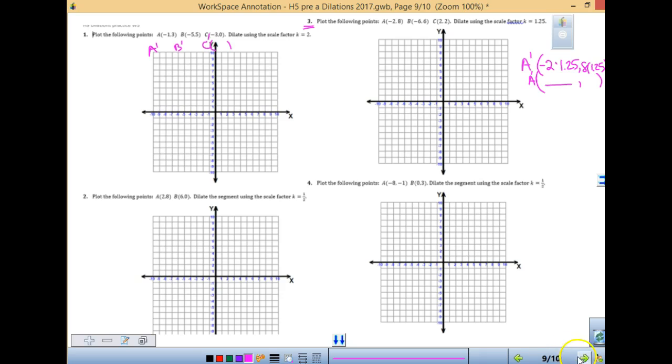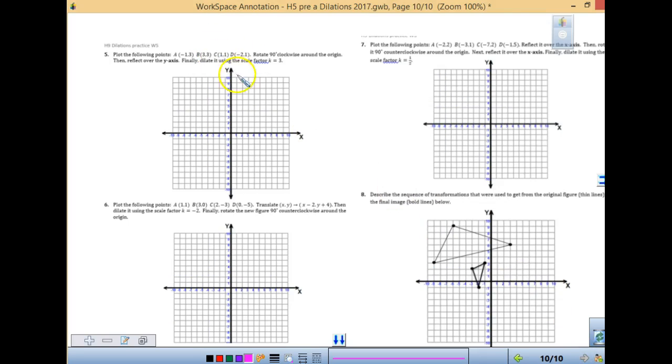When you get down to question number 5, you start doing combinations. Okay? Your quiz on Wednesday is going to be doing 2 or 3 steps. It will not have size change on it, I don't think. It just has the rotation, dilate, translate, okay?